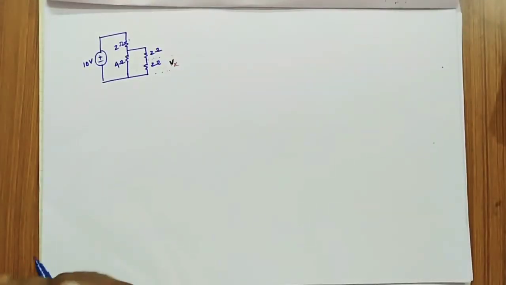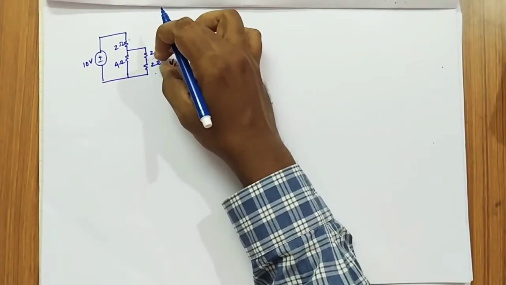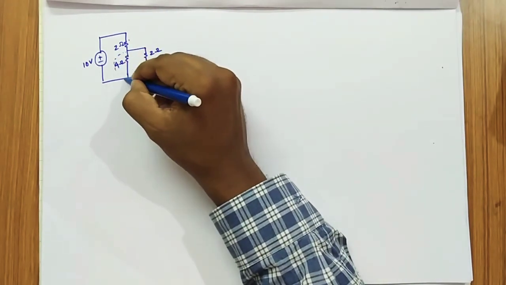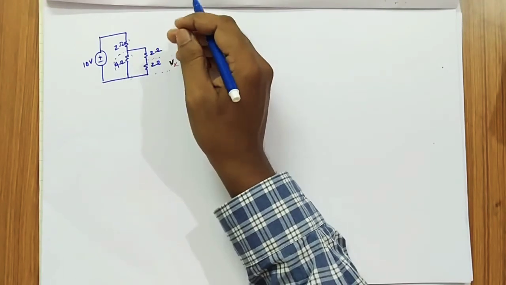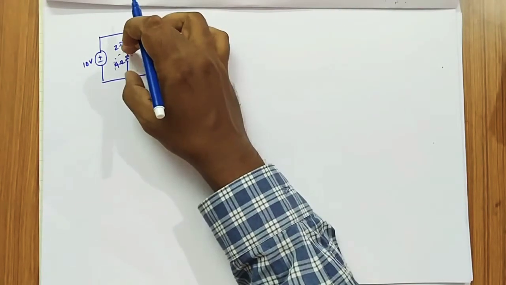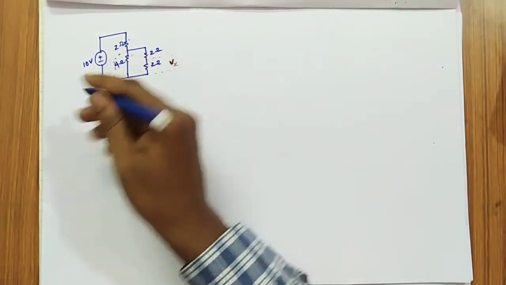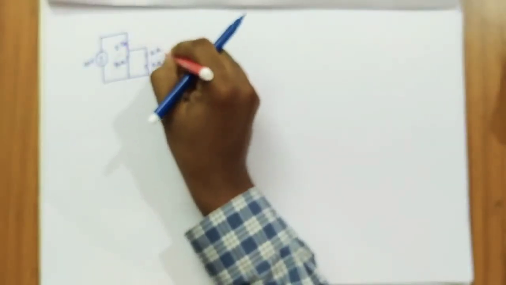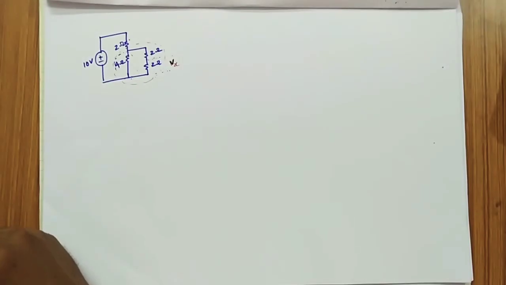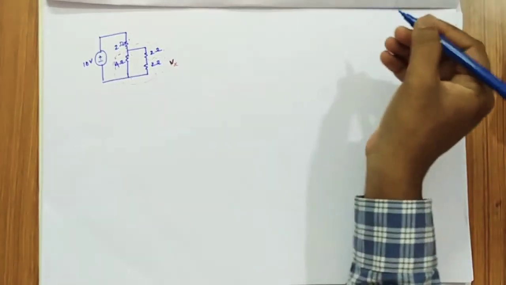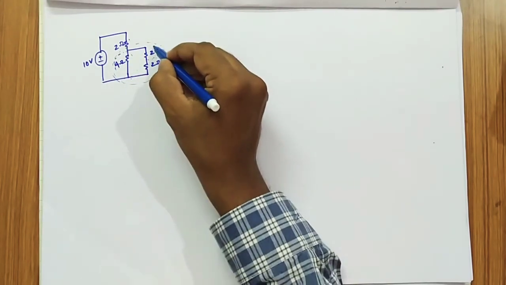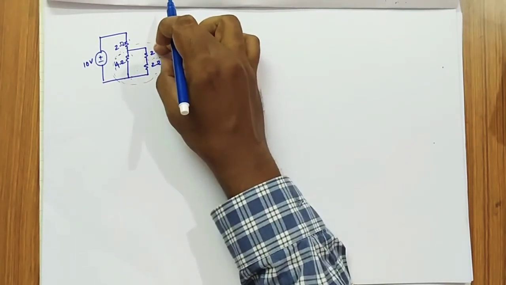So how will you find it? If you want to find the voltage across the 2 ohms, you need to know the voltage across this 4 ohms. To know the voltage across this 4 ohms, this entire part should be one resistance. In reduction of resistance, when two resistors are connected, you can represent this entire part as one resistance because these two resistors are connected in series.